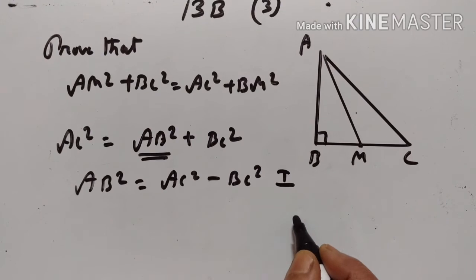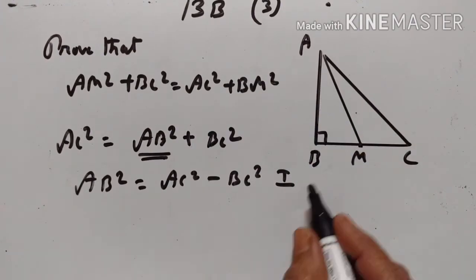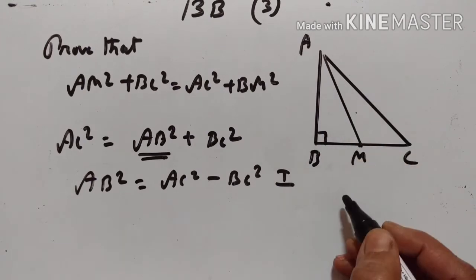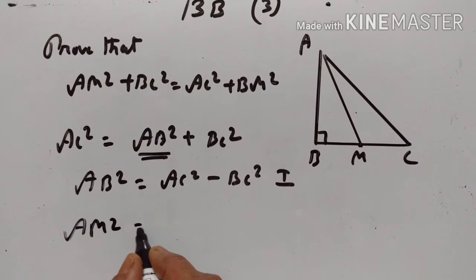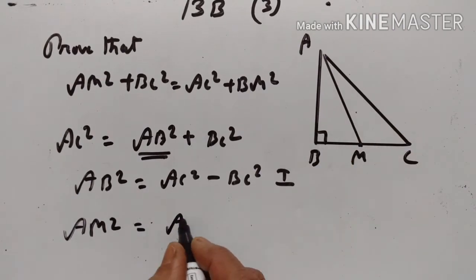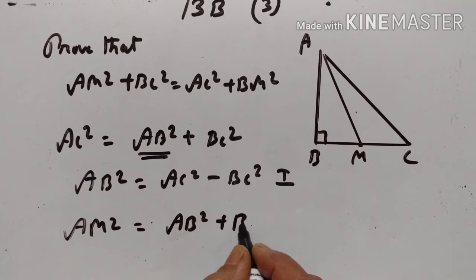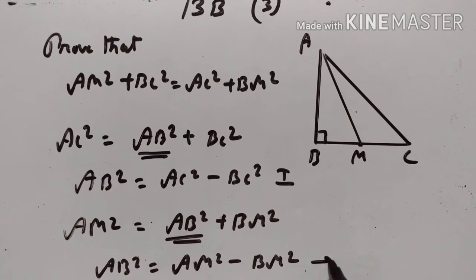This is first. Now let us go to this triangle ABM. In triangle ABM, AM is the hypotenuse. Therefore, AM square is equal to AB square plus BM square. So AB squared is equal to AM squared minus BM squared. This is second.